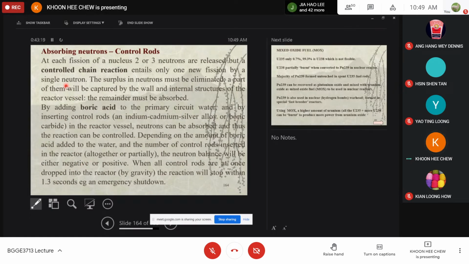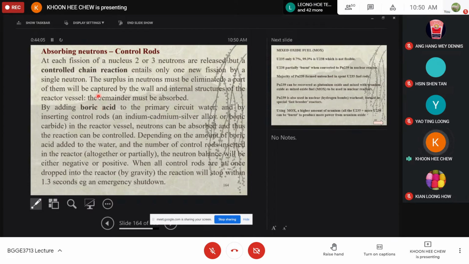And then the absorption of neutrons, or the control rod. At each fission of a nucleus, 2 or 3 neutrons are released, but to control the chain reaction, only 1 neutron must cause a new fission. Okay, the surplus neutrons must be eliminated, as part of them will be captured by the walls and internal structure of the reactor vessel. The remainder must be absorbed. Okay, by adding boric acid to the primary circuit water and by inserting control rods, usually an indium cadmium silver alloy or boron carbide, in the reactor vessel, neutrons can be absorbed and these reactions can be controlled. Okay, so basically the control rod is to absorb the neutrons.